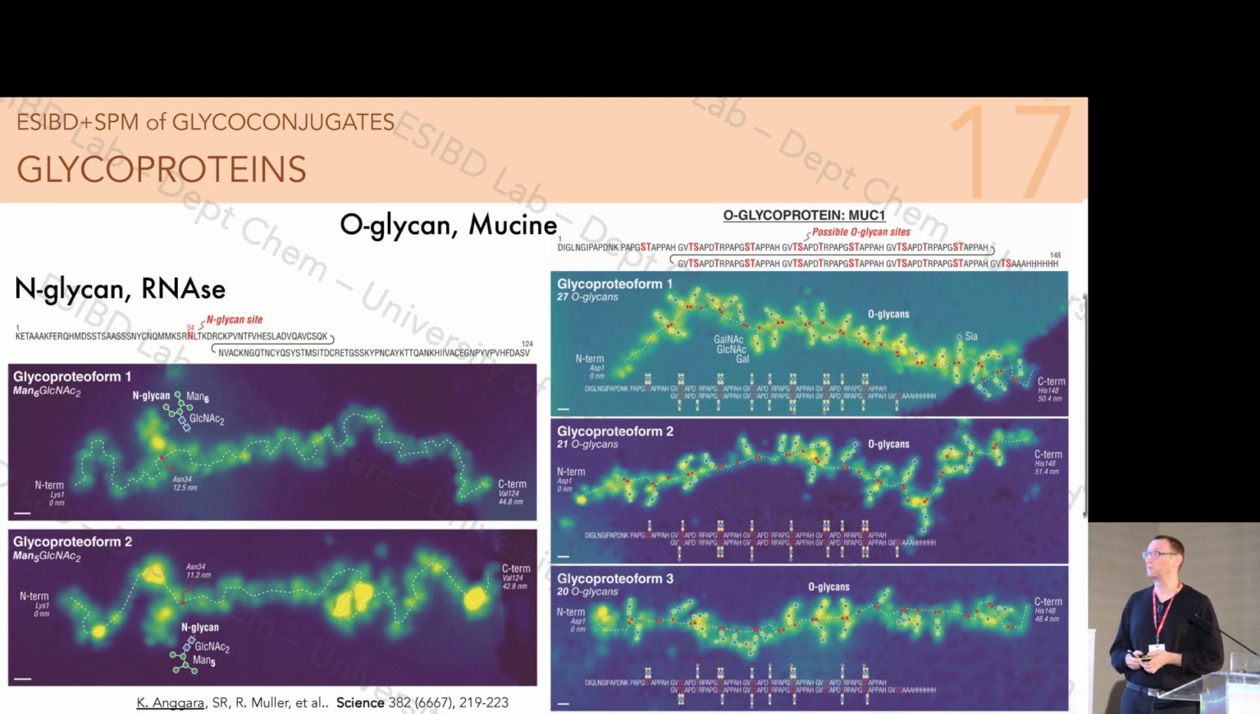And I think the most beautiful things he can show us are these really extremely long extended proteins, where you can read the glycosylation site more or less directly from the chain. Here for an RNase N-glycan with a single glycosylation, or for a heavily glycosylated O-glycan here, mucin, where in these individual images each glycosylation site is indicated.